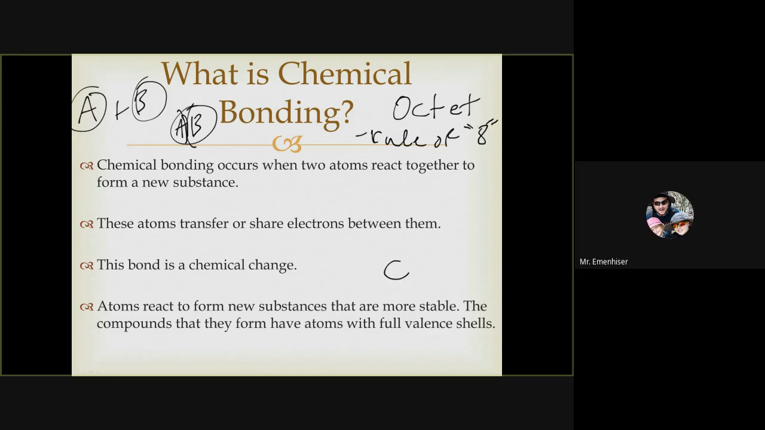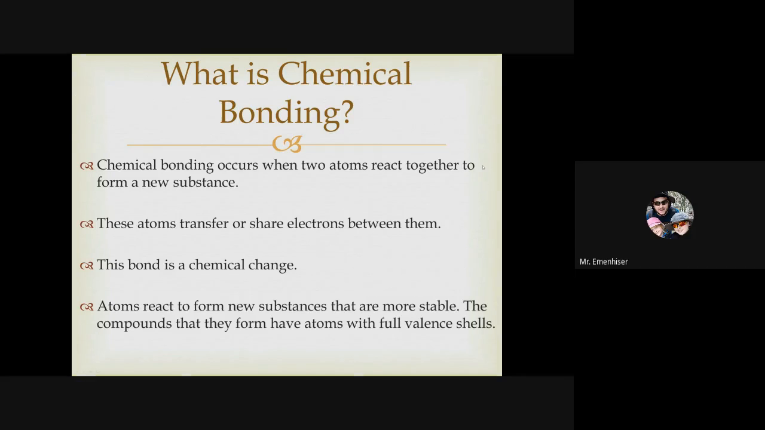Remember that the first shell can hold 2, and once it has 2 in that first shell, it's happy, it's full. So then we go to the second shell and we put 8. The octet rule governs a lot of chemistry, and it just says that atoms are going to react and try to fill that outer shell and try to get 8 electrons in there. Sometimes they're going to give electrons, and sometimes they're going to take them. Sometimes they're going to transfer electrons, sometimes they're going to share them.